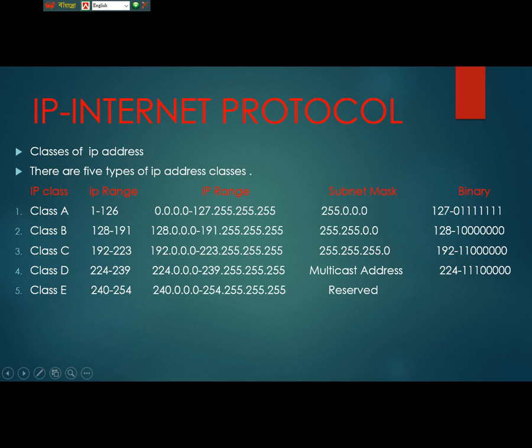IP range 1 to 127 is Class A. IP range 128 to 191 is Class B, and IP range 192 to 223 is Class C. IP range 224 to 239 is Class D. IP range 240 to 254 is Class E.